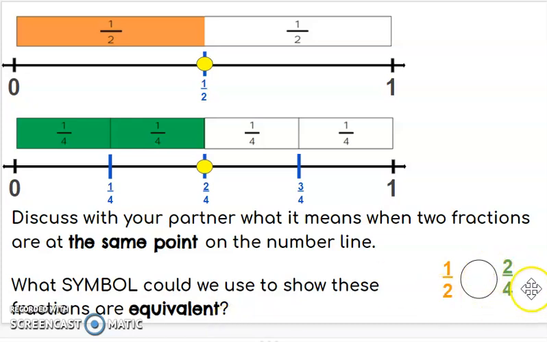So now, if you were to see something like this on your homework or on your exit ticket, they would say 1/2 is blank to 2/4. What symbol could we put here? Would we put greater than, less than, or equal? What do you think? Equal, that's right, because they are, after all, equivalent. They take up the same value of the whole.